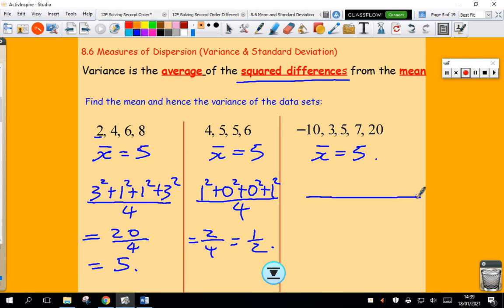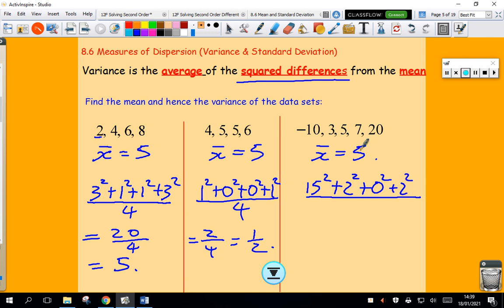Finally, this last one, again looking at the differences from the mean, we're going to have 5 separate square differences. The first square difference will be the distance from negative 10 to 5, which is 15. Square it. And then the next one, the distance from 3 to 5, well, that's only 2 units, and we're going to square that difference from the mean. 5 is 0 units from the mean, so we're going to square that 0. 7 is 2 units from the mean squared.